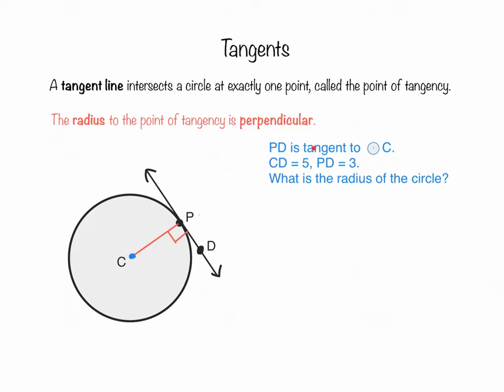All right, so PD is tangent to circle C. CD is equal to 5, so CD, this line right here, is equal to 5, so we'll draw that in. And PD, this little segment right here, is 3. What is the radius of the circle? Well, if you'll notice, we have a right triangle, and we have 2 sides, and we just need to find the third side. So the method for that is the Pythagorean Theorem.